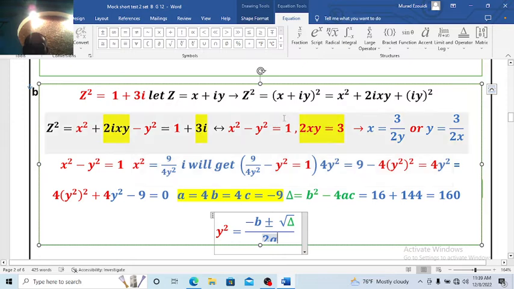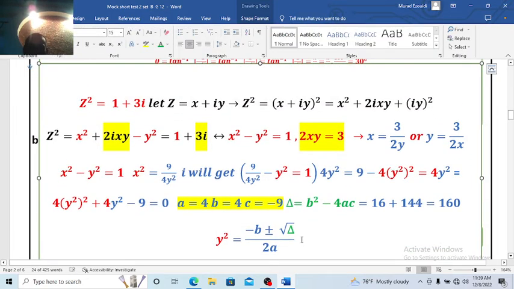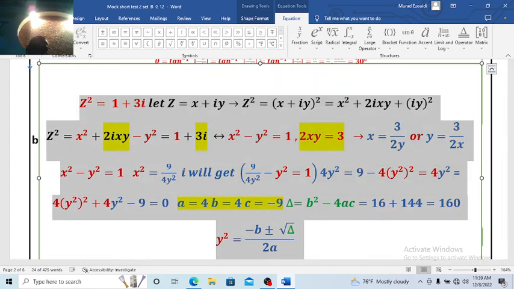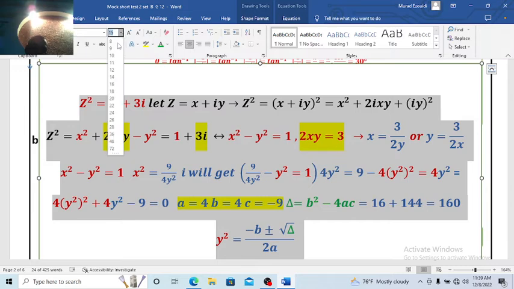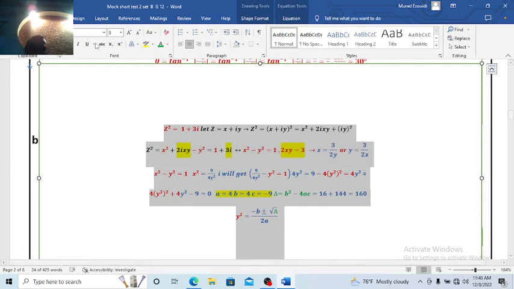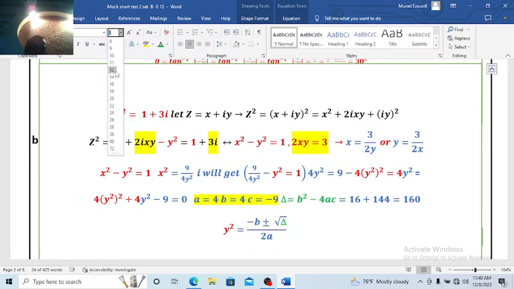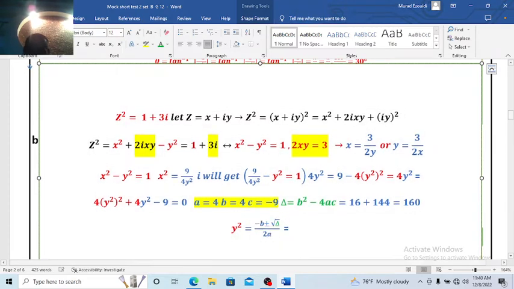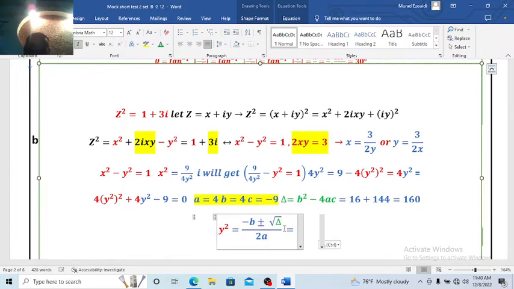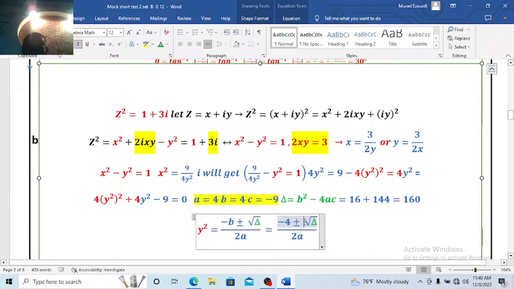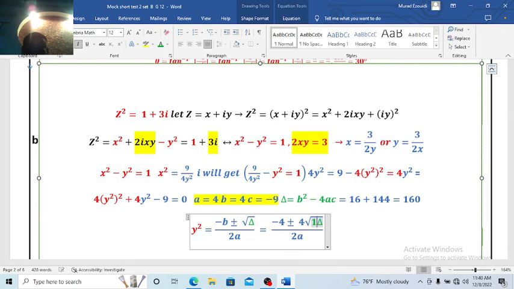Okay, now I will make it small, so here I will make 12, 12 is better. Therefore this one equal what? I will write this again with the numerical value of delta and b and a. So equal, minus b is minus 4 plus negative the square root of 160, it will be 4 the square root of 10, leave 10 inside because it's not a square number, divided by 2 times 4, that is 8, right?